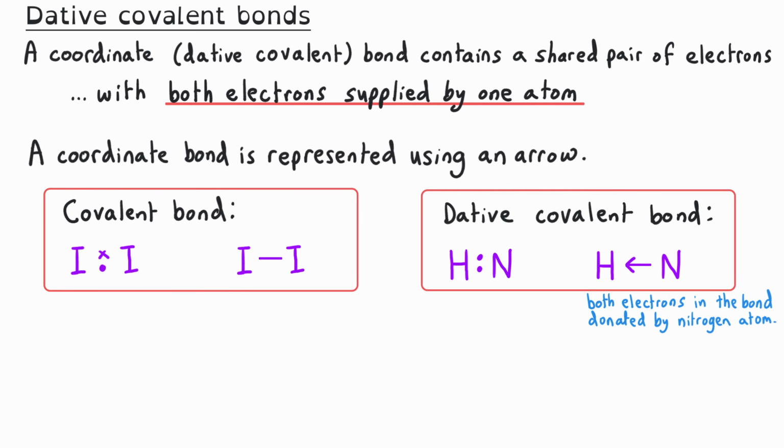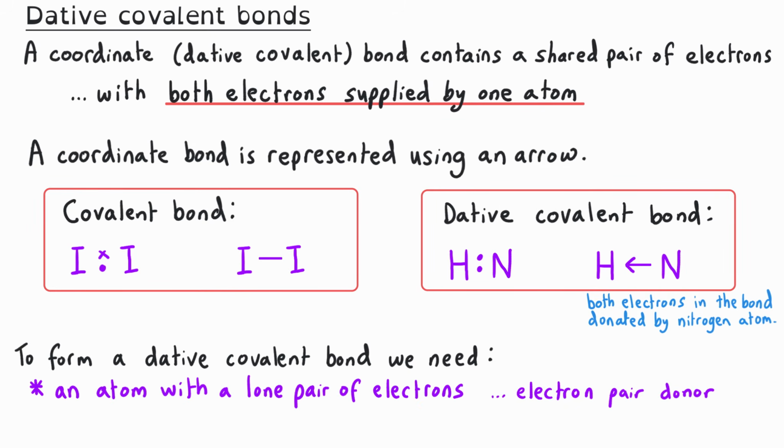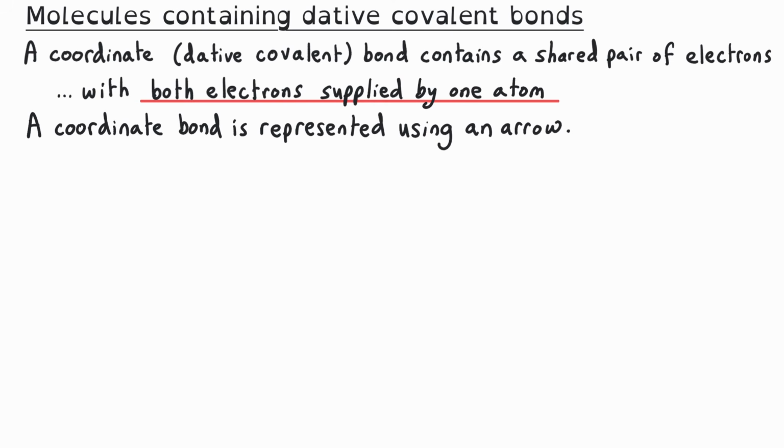Covalent bonds and dative covalent bonds are identical once they have been formed, but we use arrows and lines to show how the electrons were originally shared or donated. And so to form a dative covalent bond, we need an atom with a lone pair of electrons, so it can donate that pair of electrons into the dative covalent bond, and we need an electron-deficient atom with room in its valence shell to accept that electron pair.